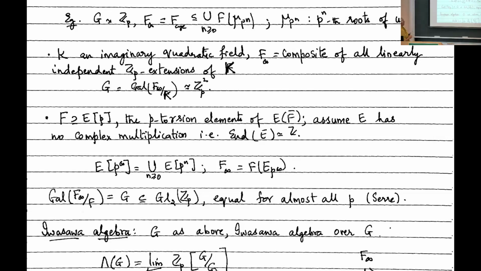F of E[p infinity]. And in this case, the Galois group is highly non-abelian. When it has complex multiplication, it's two copies of Zp, which is abelian. But in this case, it is a subgroup of GL2, 2x2 matrices over Zp, and Serre tells us that it's equal to GL2(Zp) for almost all p, so it's highly non-trivial, highly non-abelian. And now all these objects, L_p and the characteristic power series, are really going to lie in the Iwasawa algebra.